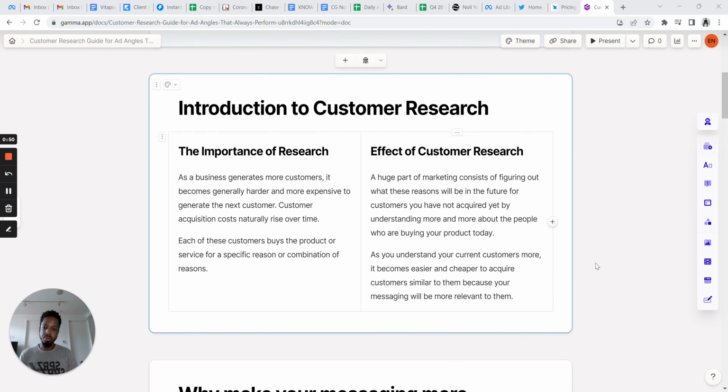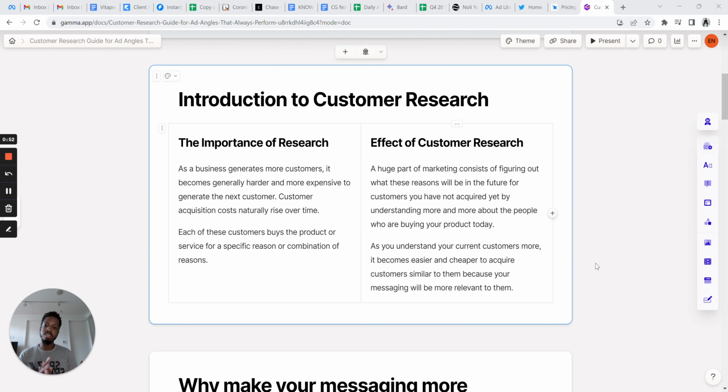So, introduction to customer research. First things first, as a business generates more customers, it generally becomes harder and more expensive to get the next customer, right? That's why customer acquisition costs will rise over time. So as you get the early adopters, the first customers, family, friends maybe, the next set of customers you're going to have to get is like level 2. It's going to be a little bit harder than the previous set. Each customer buys the product for one or more reasons. They don't just buy it for the sake of leaving their money, right?